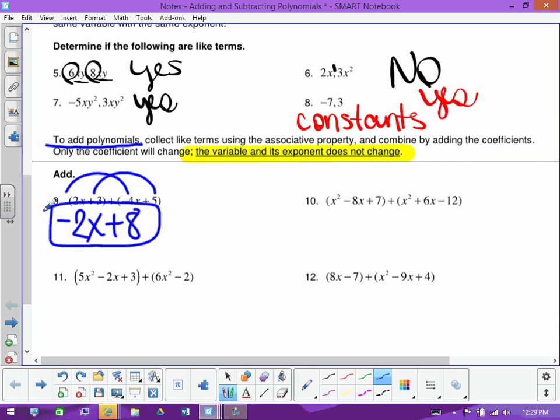Okay, number 10. Some people find it helpful to use a highlighter. We did this before also: here's my x squared, here's my x's, here's my constants. So let's combine them together. 1 plus 1 is 2x squared. Negative 8 and 6 is negative 2, right? Negative 2x. 7 minus 12, or 7 plus negative 12, is negative 5.